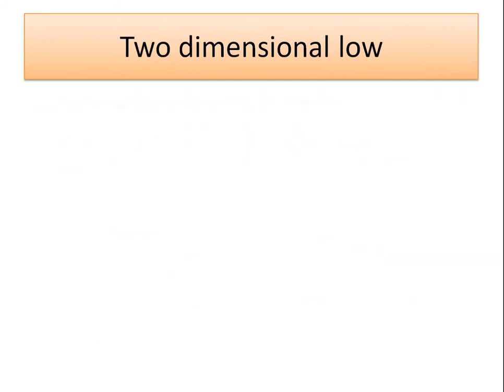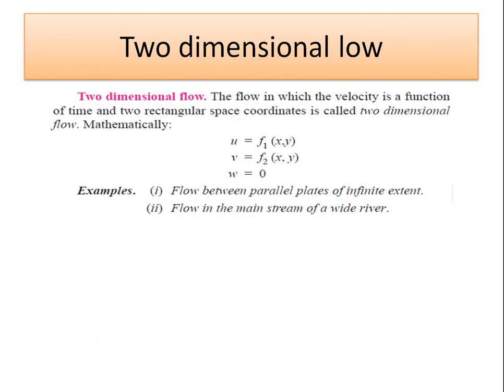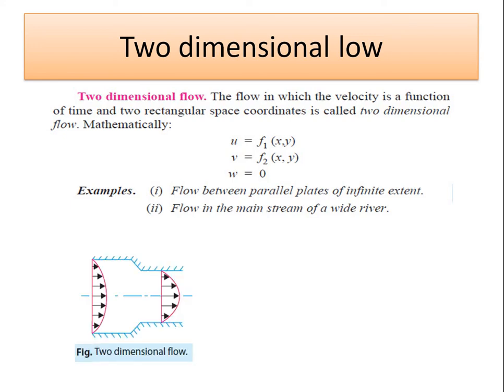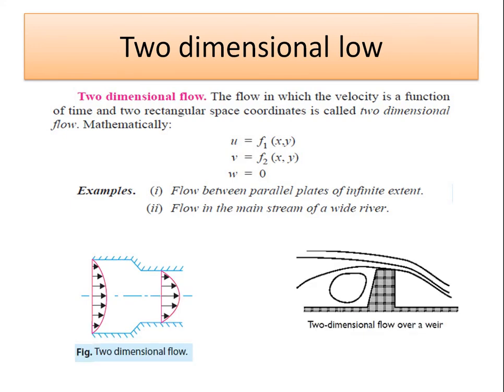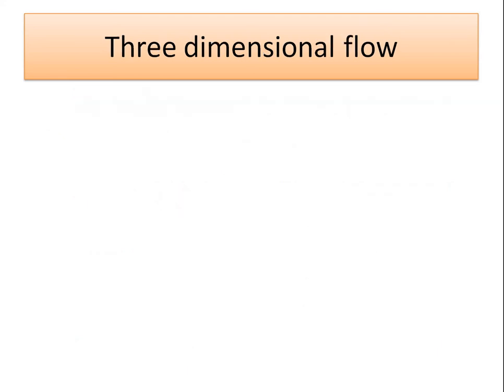Okay, now we'll move further to the second, two-dimensional flow. If two velocity components are there and the third one is absent, then it is called a two-dimensional flow. So you have u is equal to f1 of x, y, v is equal to f2 of x, y, and w is equal to 0 as the condition for two-dimensional flow. Examples are flow between parallel plates of infinite extent, and flow in the main stream of a water river. So these are examples of two-dimensional flow.